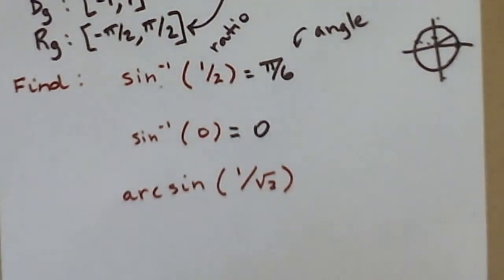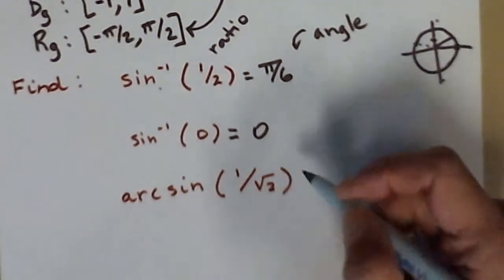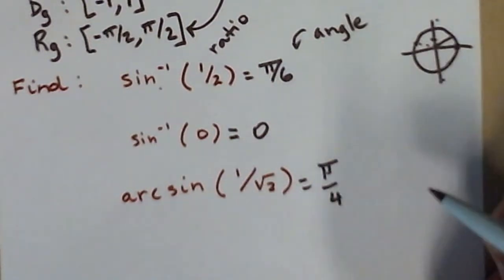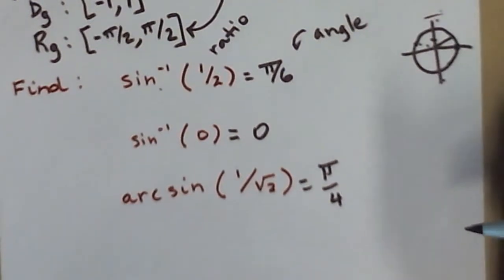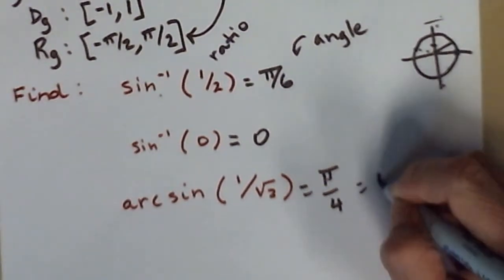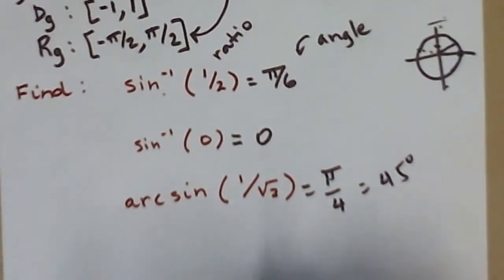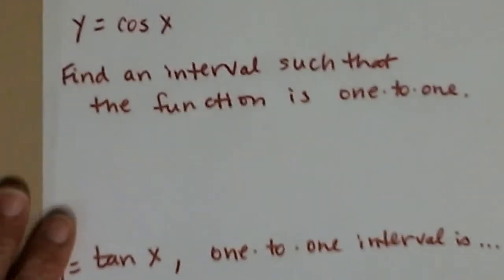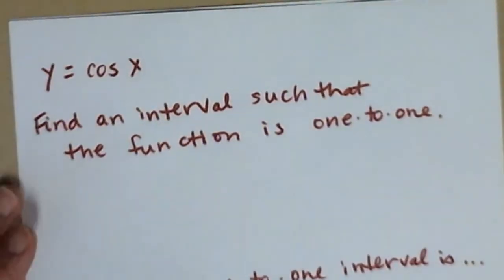So where does that value happen? On your unit circle? Exactly. Pi fourths, as well as a bunch of other places, but pi fourths is the only one in the allowable interval. And sure, 45 degrees is fine as well. So that's inverse sine. Let's take a quick look at inverse cosine, figure out how we would partition it so that it's 1-to-1.